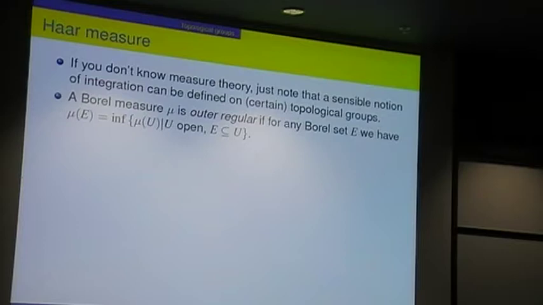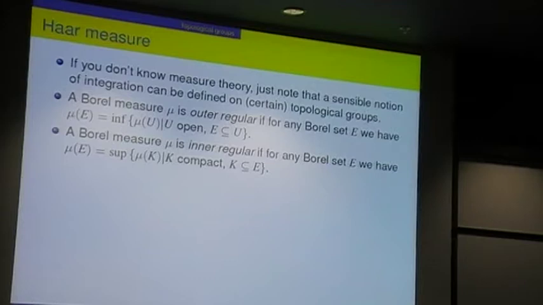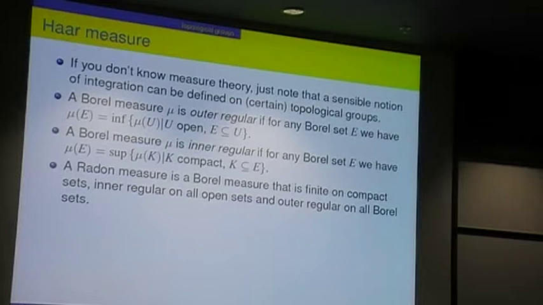Okay, so that means approximating your arbitrary Borel set by simpler open sets from the outside and looking at their inf. Inner regular is more or less the dual concept. You look at sets inside and stretch them out. You take the sup in this sense. Now, you don't take closed sets, you take compact sets in general. So that's inner regular and outer regular. Now we have something called a Radon measure, which Bart has also been talking about in detail. So this is a Borel measure that is finite on compact sets, inner regular on all open sets, and outer regular on all Borel sets.